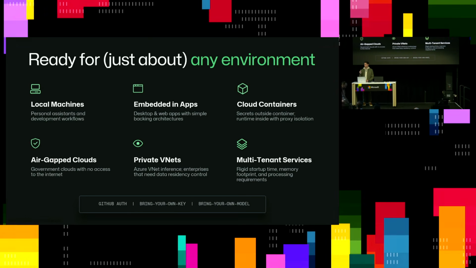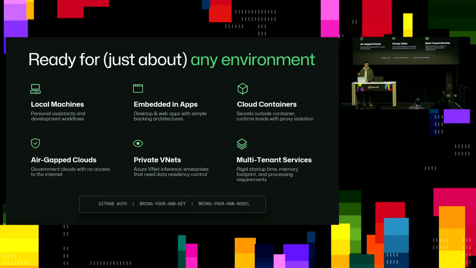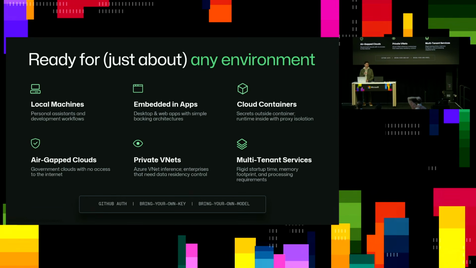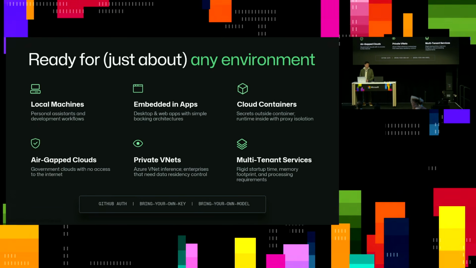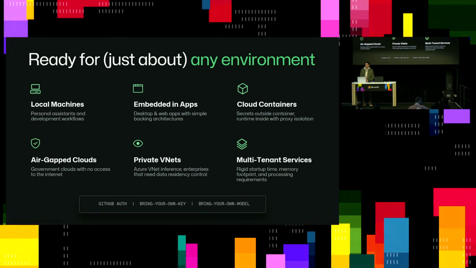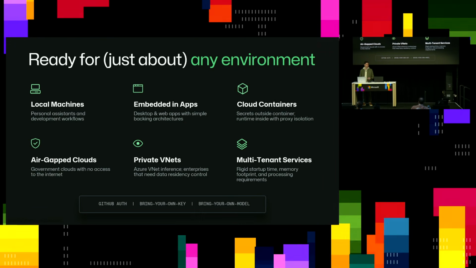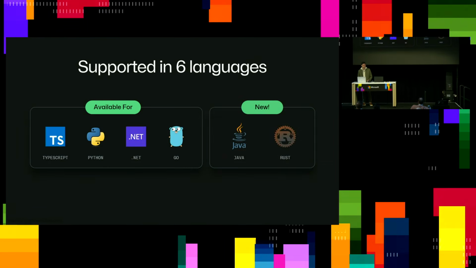And what this means is from local machines, containers, private VNets, multi-tenant services, and even air-gapped government clouds, the SDK is able to run in each and every one of them with or without a GitHub Copilot subscription, which means you don't have to use GitHub.com. You can use any inference provider you like, meeting the needs of the most secure requirements and regulations that you need to support.